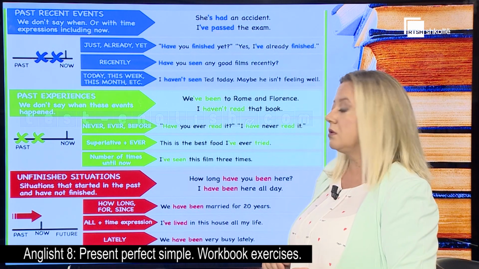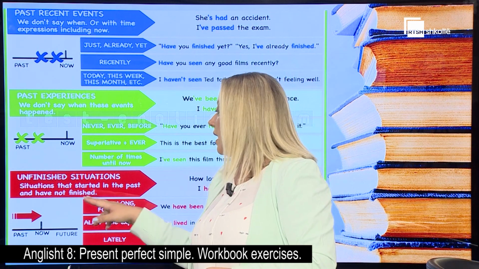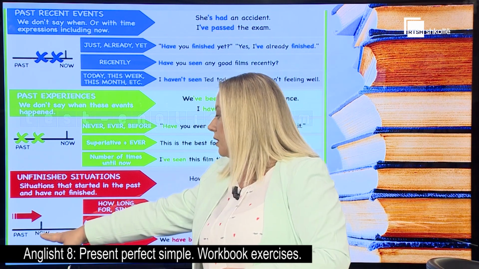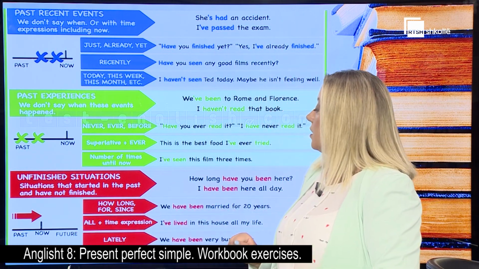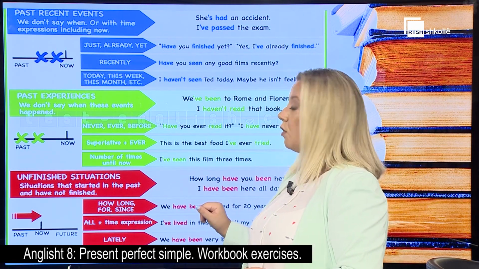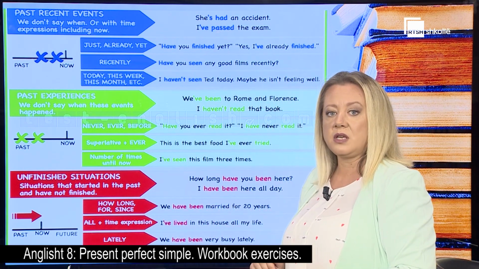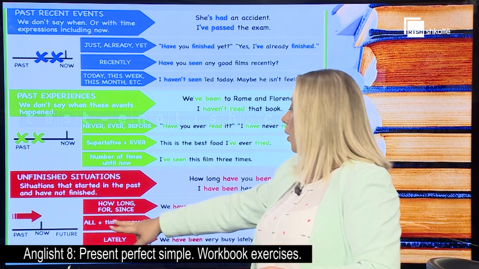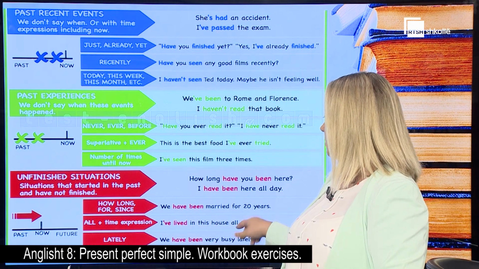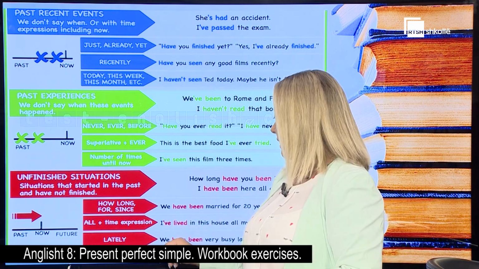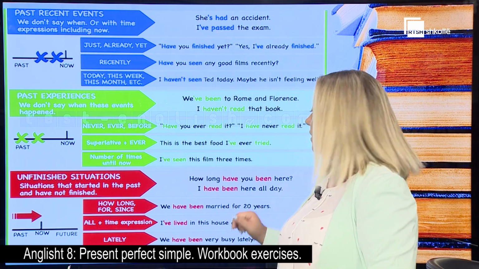Present perfect is also used for unfinished situations, or situations that started in the past and have not finished. Referring to the timeline, we have this model. In this way, present perfect often answers the question how long, to express the duration of the activity. All plus time expression, for example, I've lived in this house all my life, or lately, we have been very busy lately. It means that the action is not finished yet.